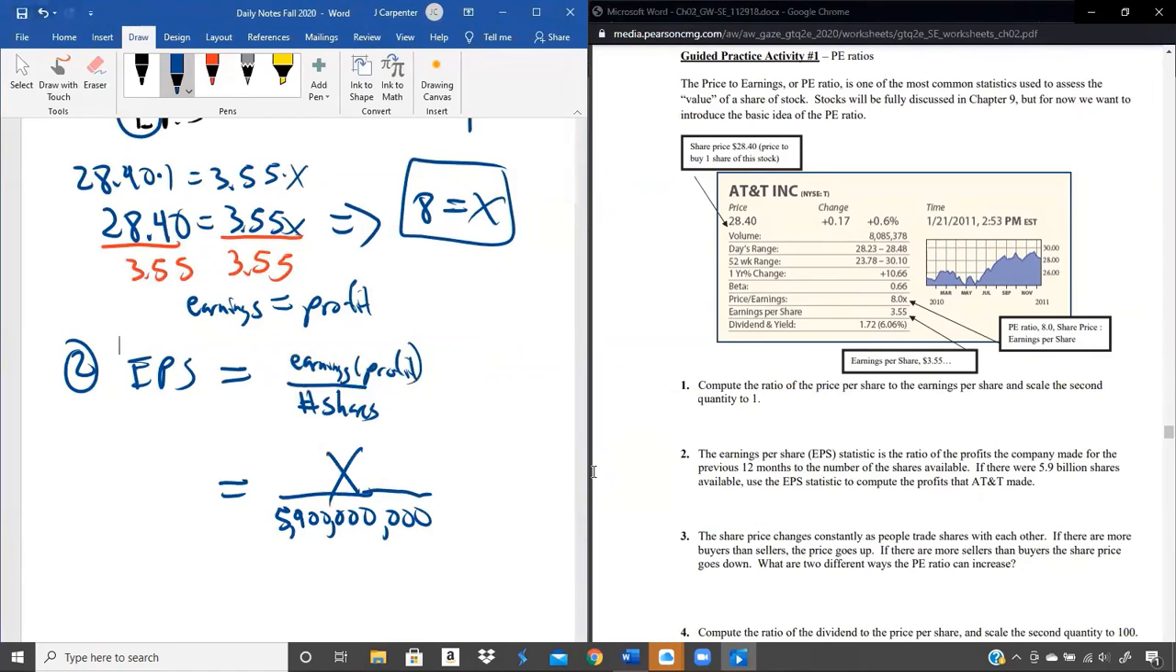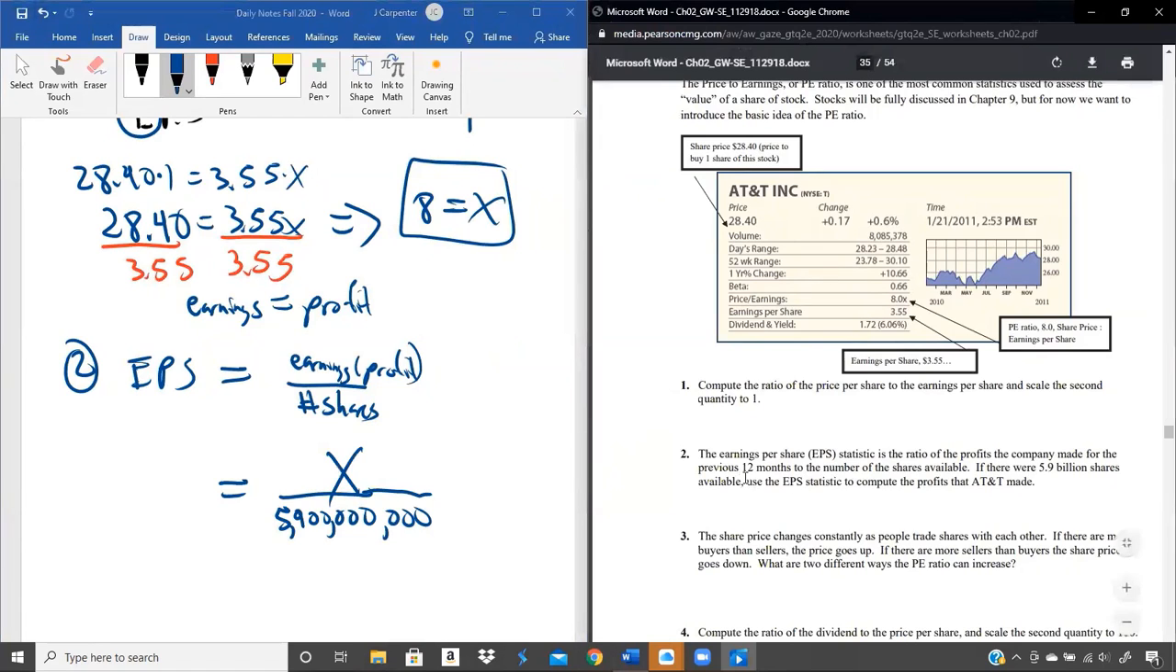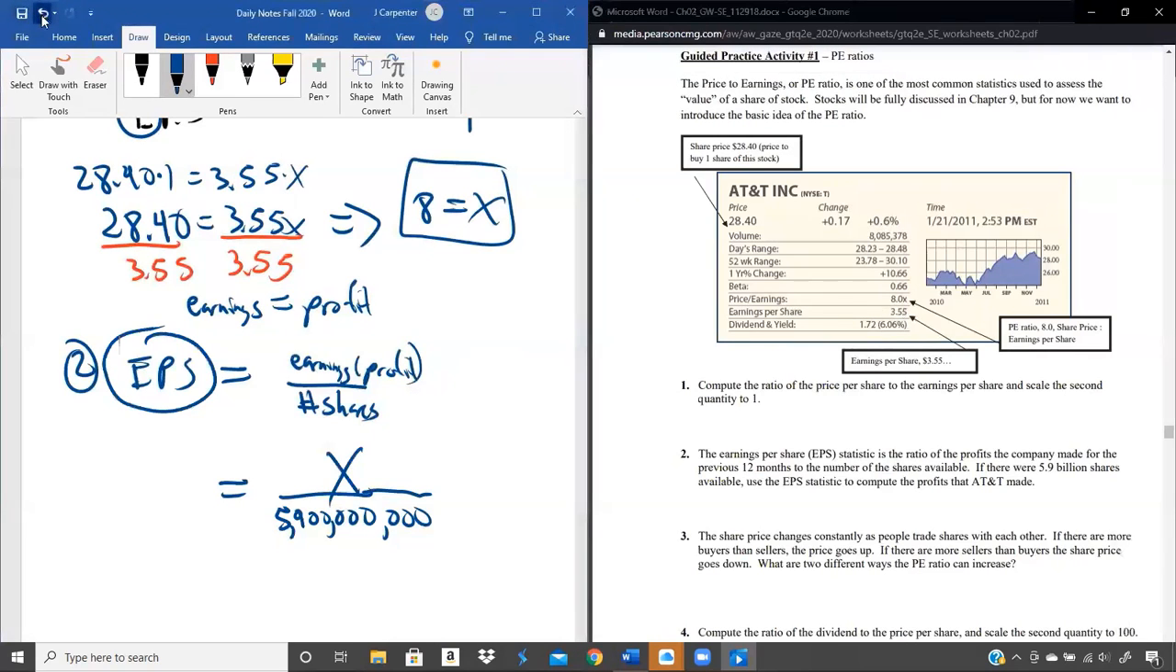And you go, well, hold on. How do I do this division if there's an X here? Well, they said to use the EPS statistic. They gave us the EPS. The EPS was 3.55. So this number right here is 3.55. So this is actually an equation. 3.55 equals X over 5.9 billion.